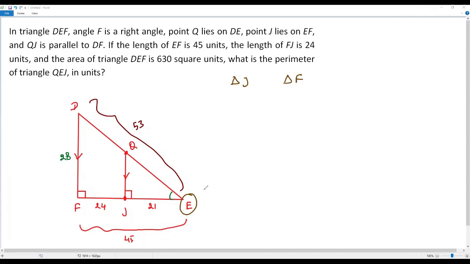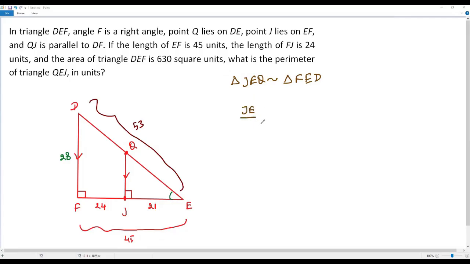And E is a common vertex for both the right triangles. So we can write E over here and E over here. The third vertex for the smaller right triangle is Q, and the third vertex for the bigger right triangle is D. Okay, already we have discussed by the angle similarity postulate, these two triangles are similar. Okay, in the smaller right triangle, let me consider the side JE over here because we have the length for the side JE.